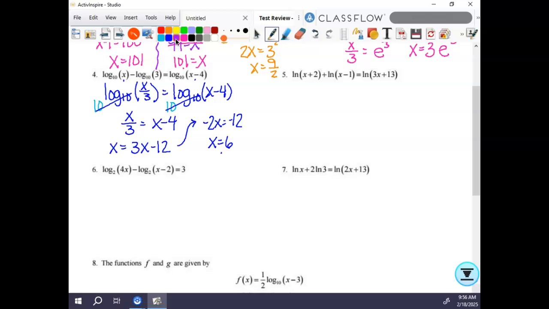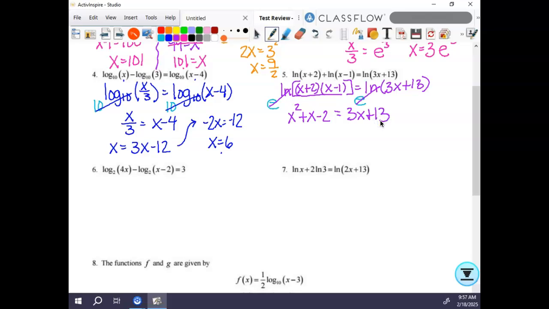All right. On the left, I'm going to combine those. So I'm going to get the natural log of x plus 2 times x minus 1 equals the natural log of 3x plus 13. So remember, now single log on both sides. Essentially, I can drop them, but that's really because the base is e. I'm taking e to those powers. Those cancel out. I'm going to go ahead and multiply that together. So that's going to give me x squared plus x minus 2 equals, those essentially cancel out, 3x plus 13.